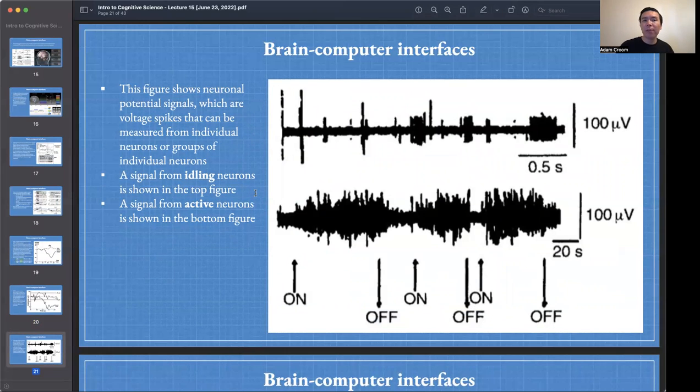And then finally on this figure, we see neural potential signals, which are voltage spikes that can be measured from individual neurons or groups of individual neurons. Here we have a signal from an idling neuron. And then down here, we have a signal from an active neuron. We see there's more activity here than up here.